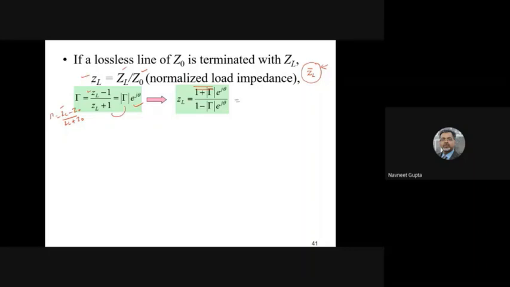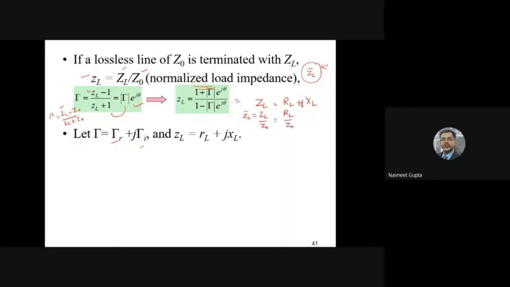zL is equal to, in this form, 1 plus gamma e to the power j theta, upon this one. And you know that gamma is made up of real and imaginary parts. Capital ZL is RL plus jXL, so the small zL, which is ZL by Z naught, will also be divided by Z naught. When you divide it by Z naught, this will become small rL plus small xL. This is what is written here.